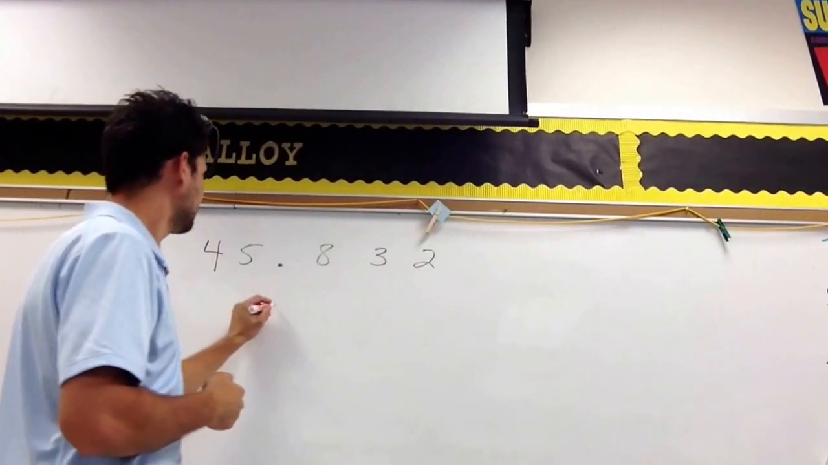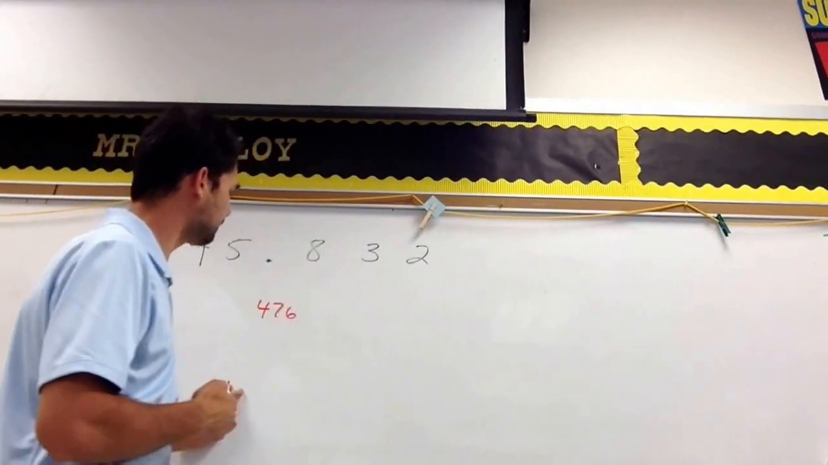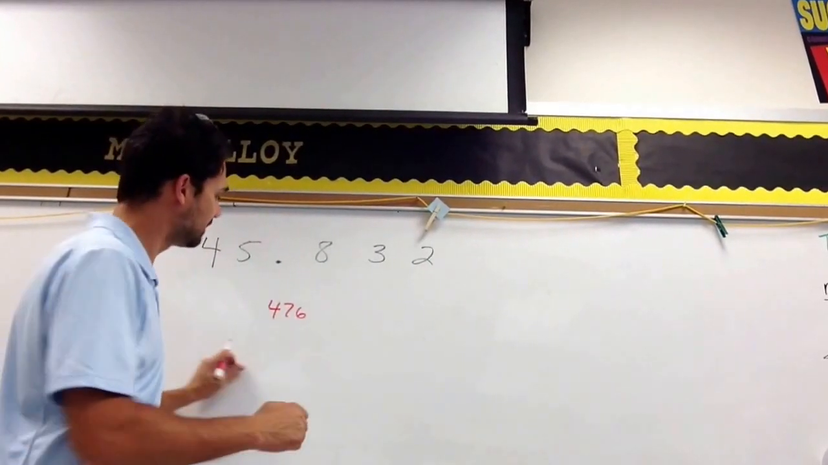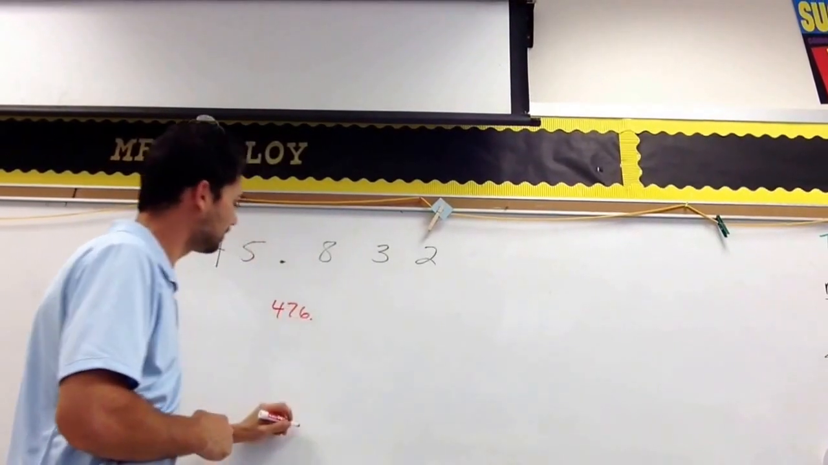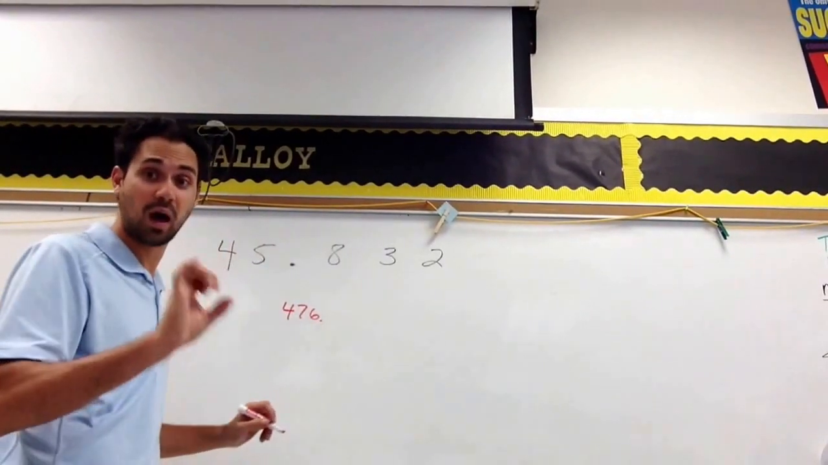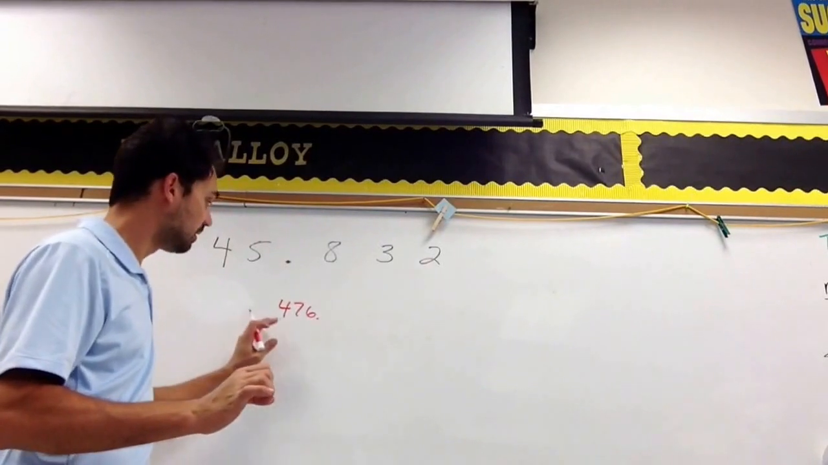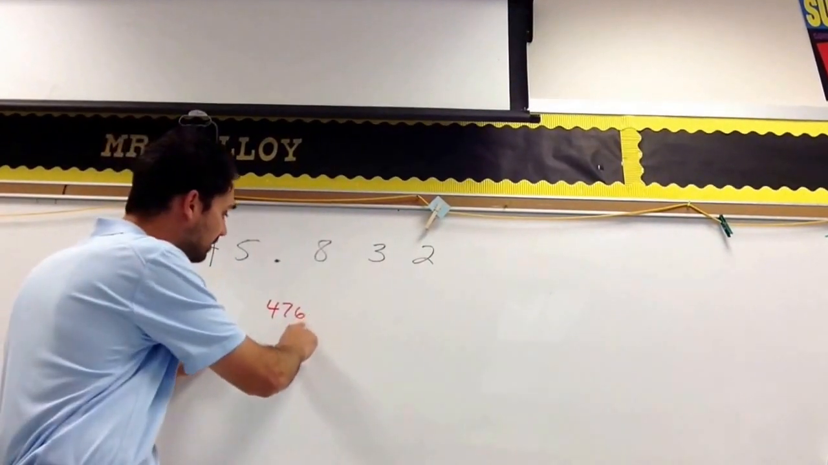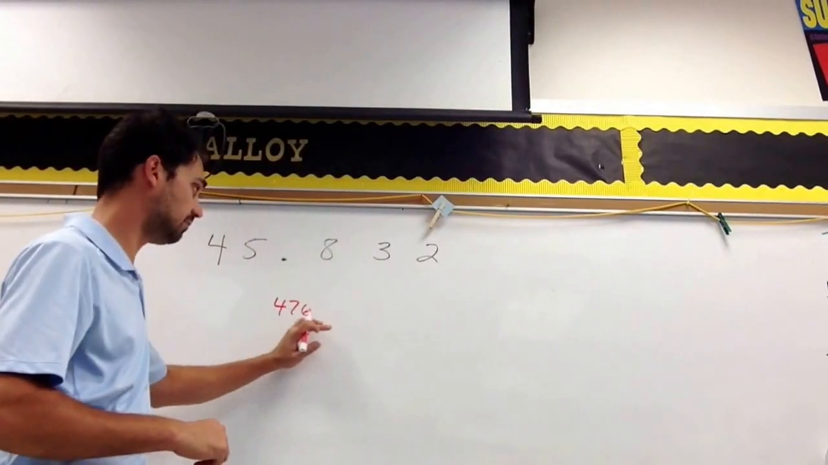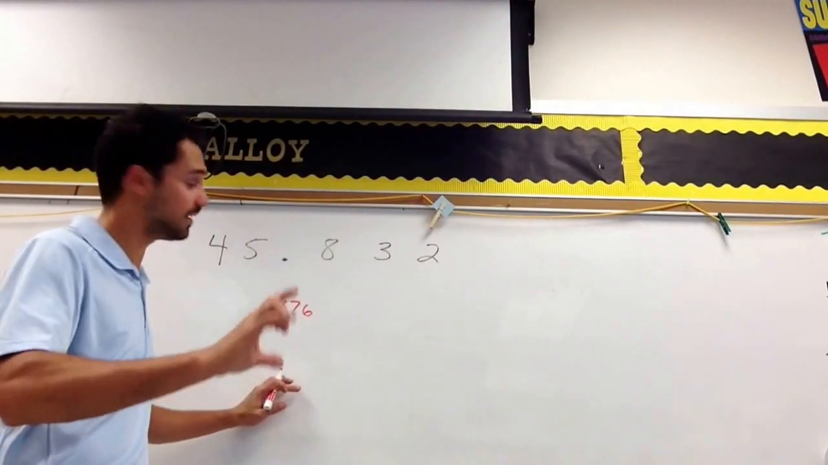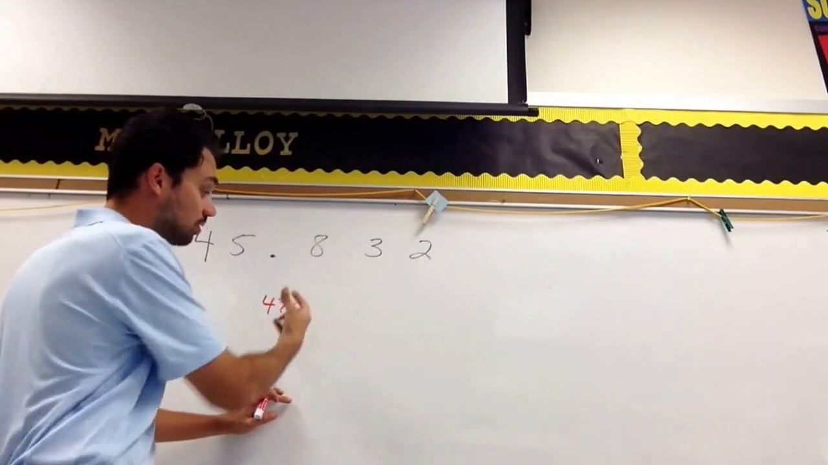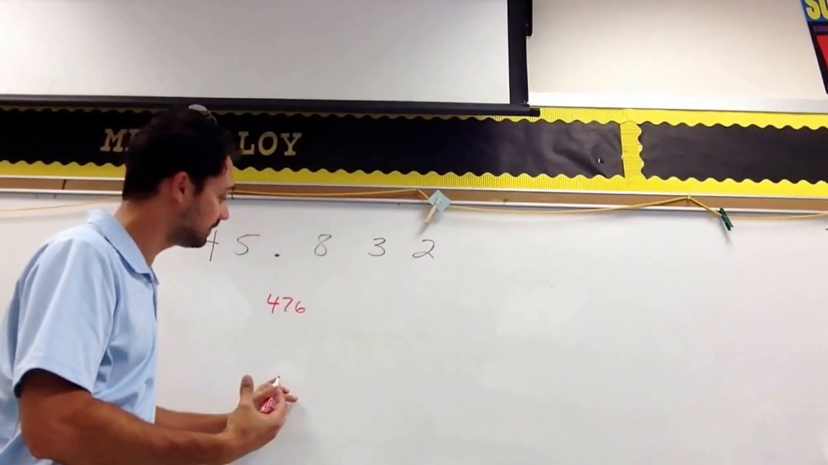So, in a number like 476, there is a decimal point, even though we don't write it. It's right after that 6, okay? But the reason why we don't write it is because hundreds, tens, ones, if I drop that, is still hundreds, tens, ones. Having the decimal point there or not having it present doesn't change the place value, okay?